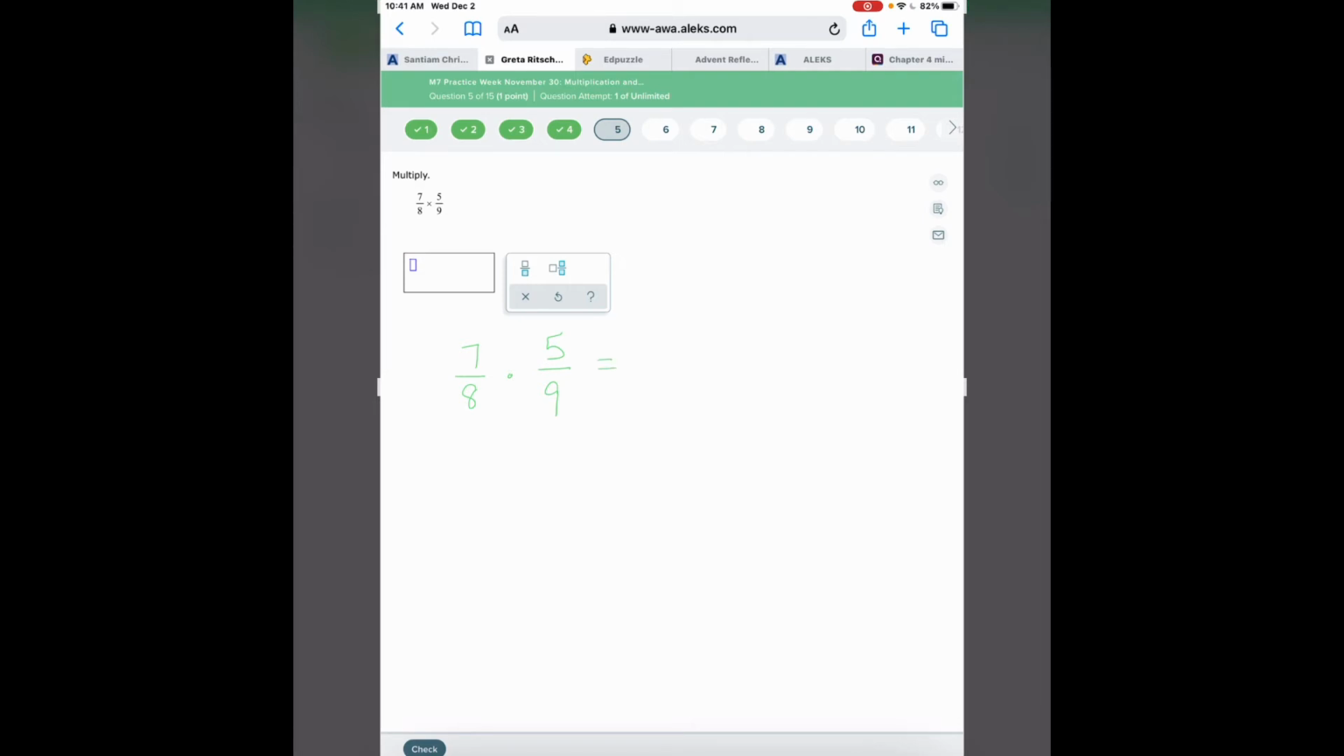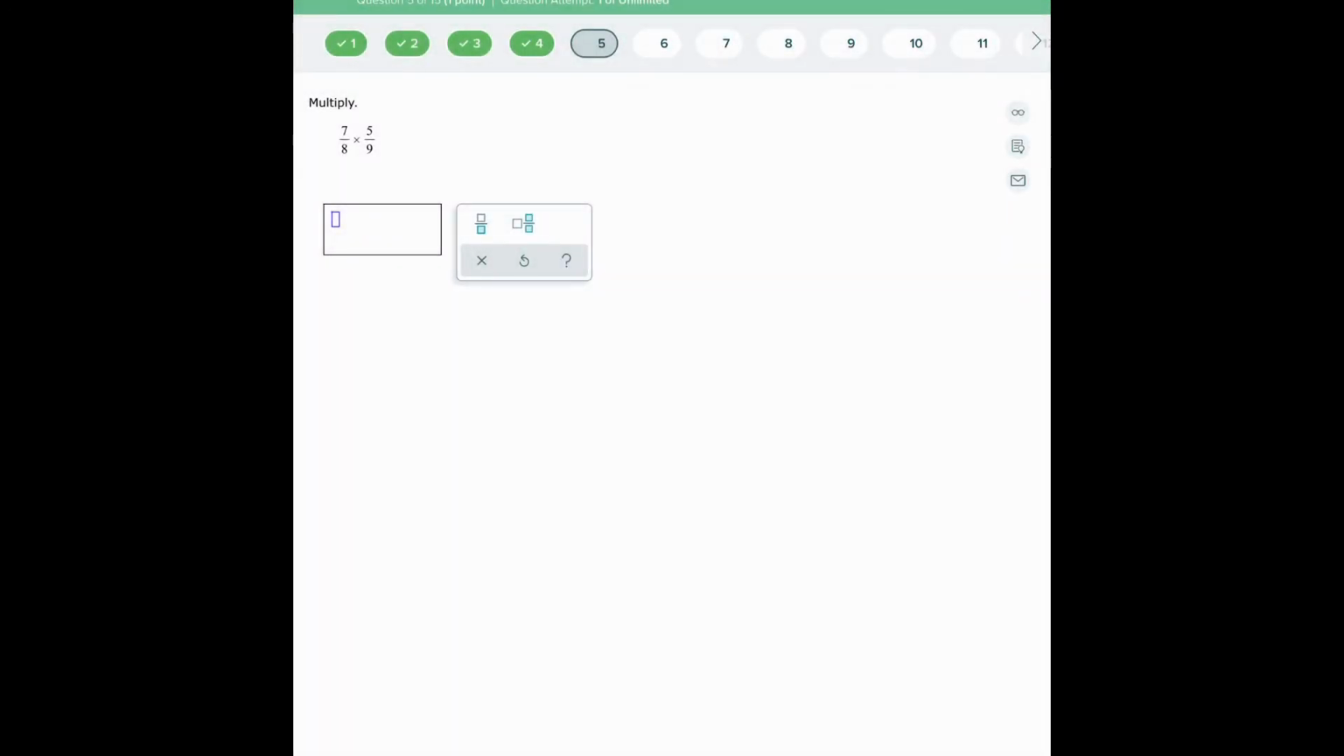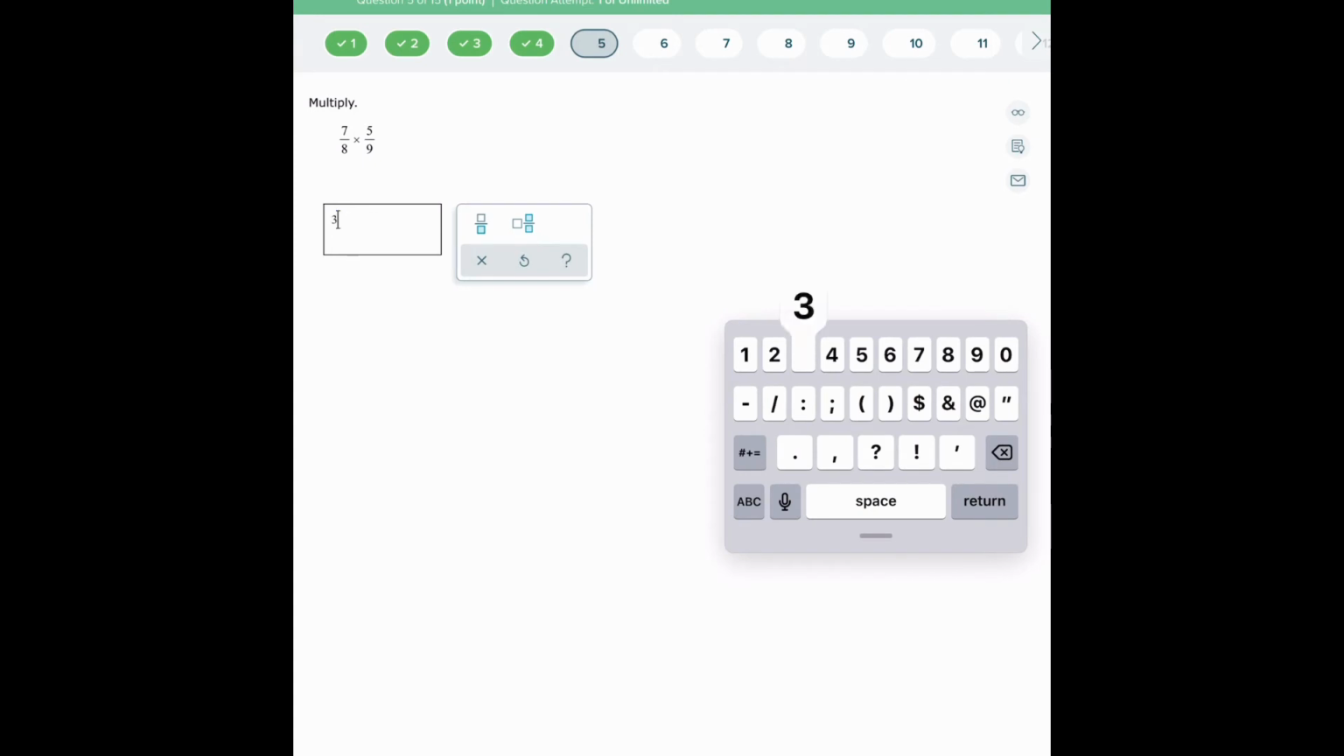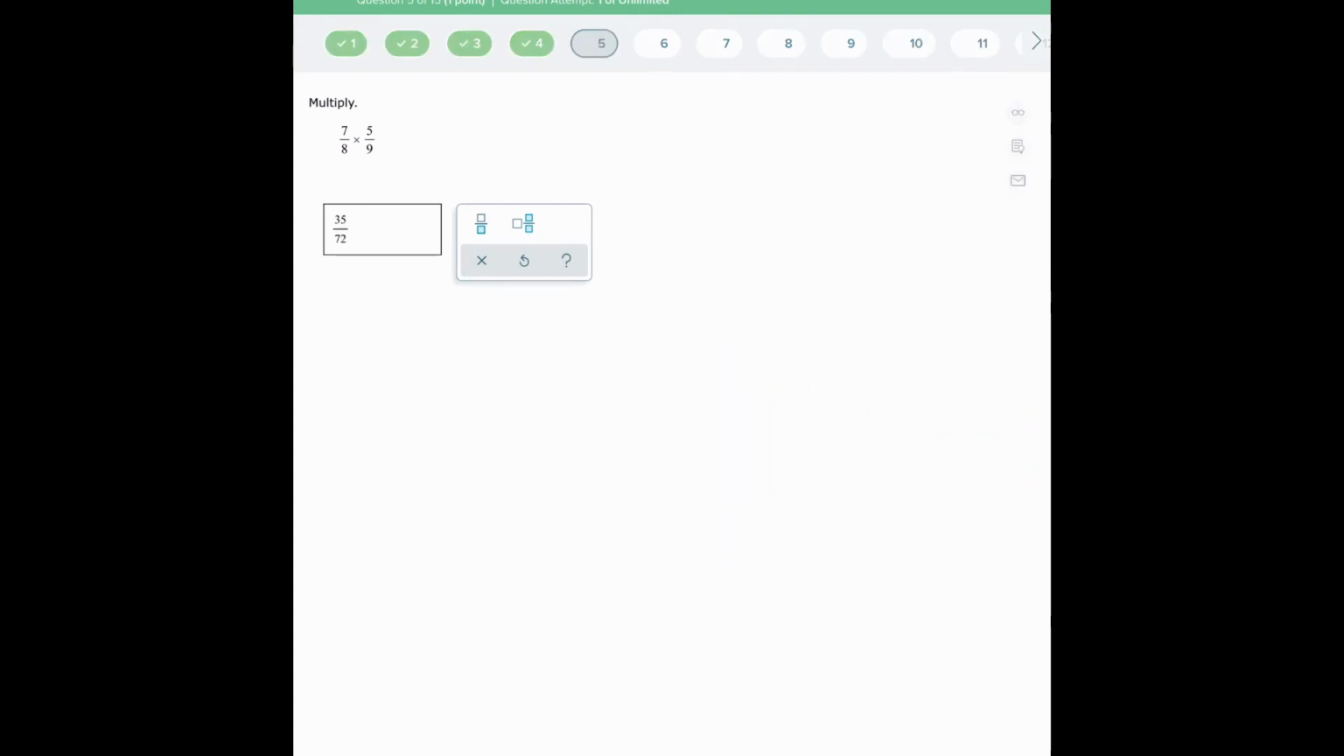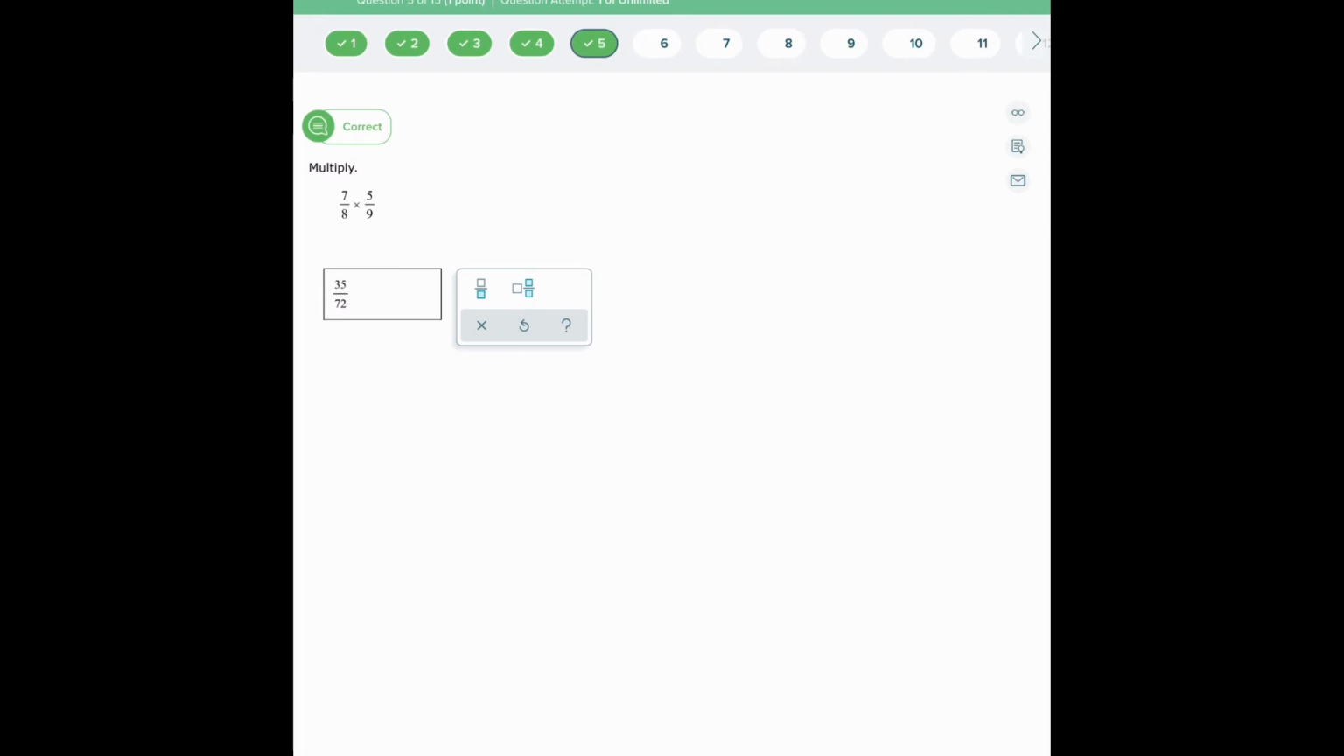And if I'm right that there are no common factors, I won't even need to simplify it. 7 times 5 on the top is 35, and 8 times 9 on the bottom is 72. And so if I'm correct, 35 over 72. Check. And that'll be fine.